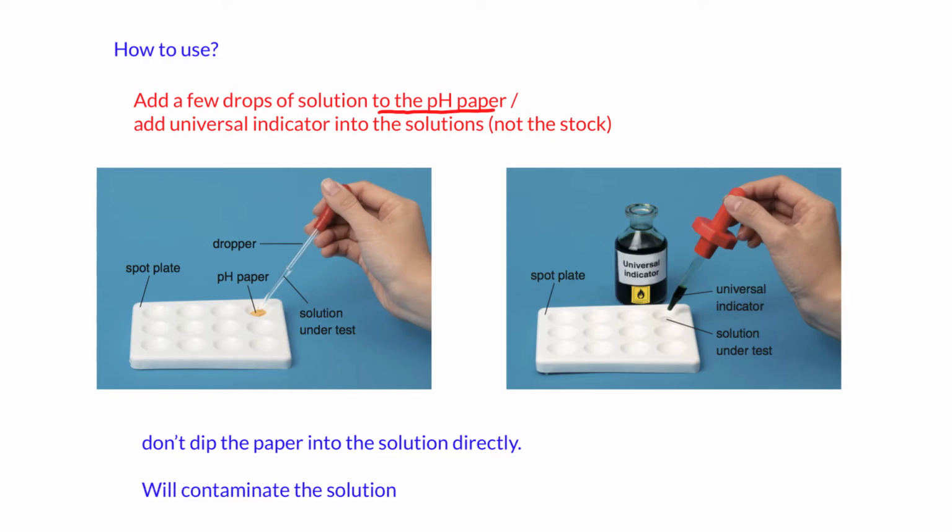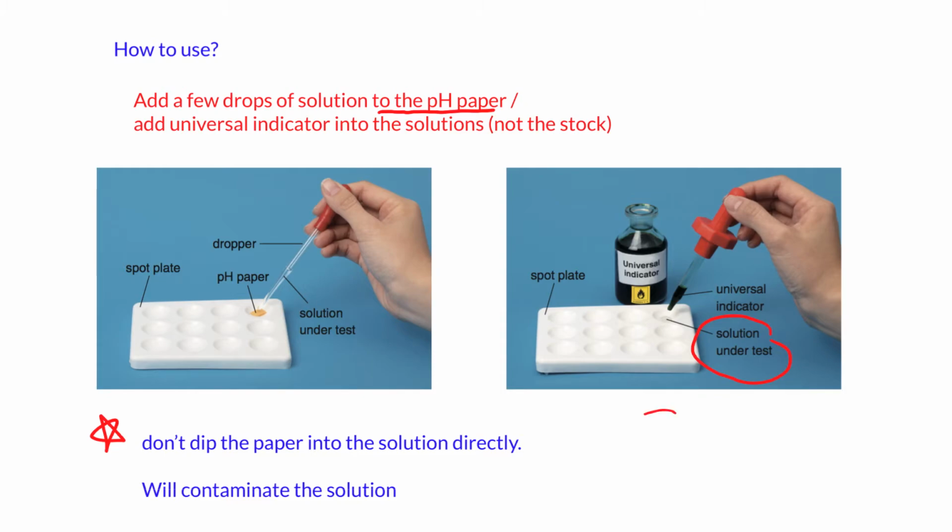But remember, if the solution is in a stock, that means a reagent bottle with a large quantity, do not do it that way, because you're going to contaminate the whole bottle. You cannot remove the universal indicator from it. So what can you do? We just take a few samples from the solution and put them on our spot plate, and then we can add universal indicator into the solutions. Do remember, if you have a paper, never dip it into the solution directly.